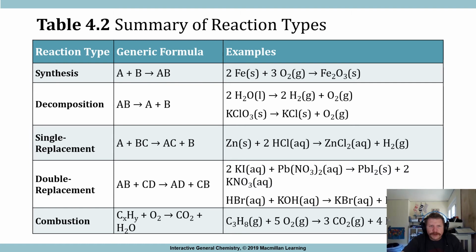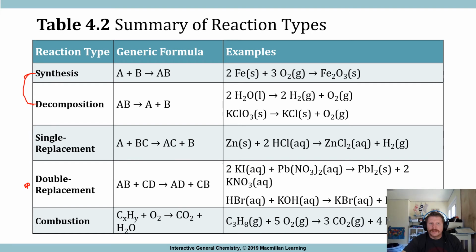If you look down here at your double displacement, I use a little bit different notation. They use AB plus CD yields AD plus CB. They're variables anyway, so it doesn't really matter how you define them. But anyway, we've got a synthesis reaction, A plus B yields AB. A decomposition reaction, I always like to think about these as kind of frenemies because they're the same, but they're the opposite. A plus B yields AB, AB yields A plus B.